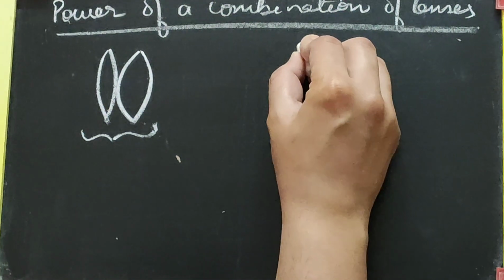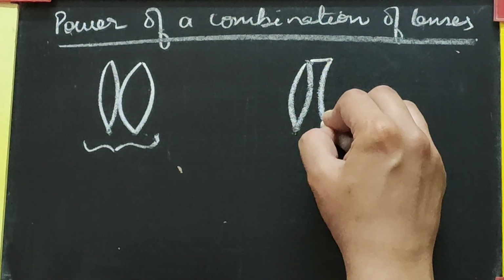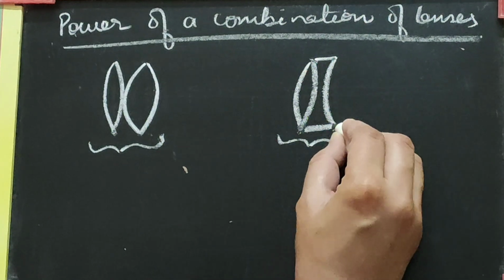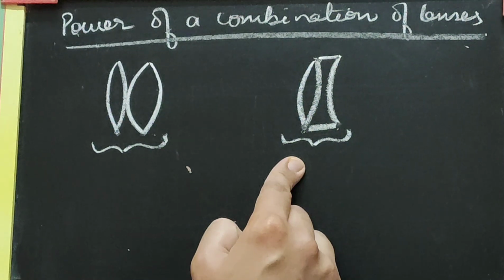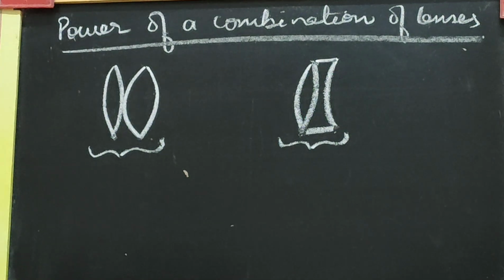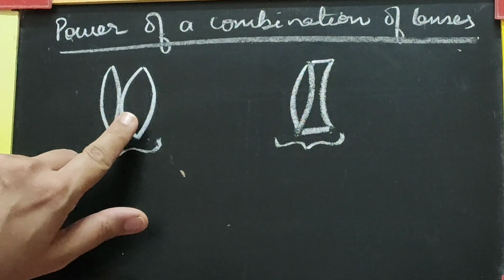Or the other case is that a convex lens is placed in contact with a concave lens. So this time it is a combination of one converging and one diverging lens. So how is this combination going to behave? That is an indication that we get from the power of combination of lenses.